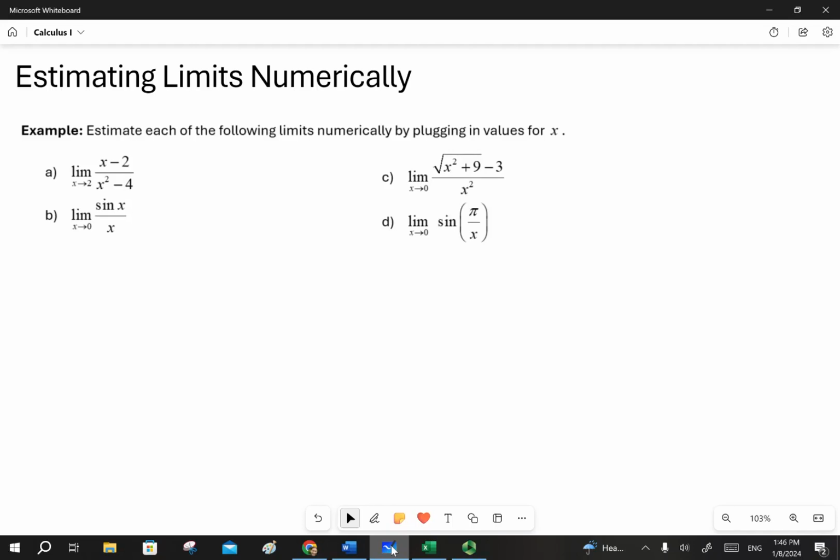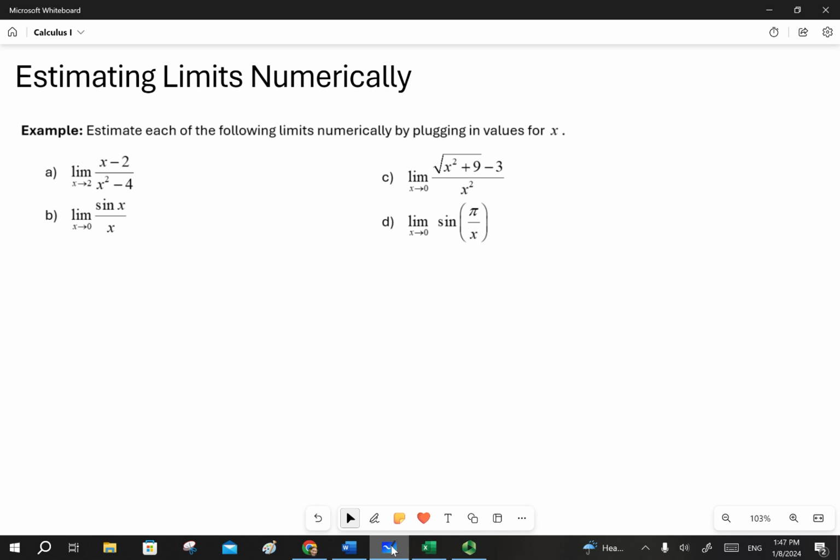If a graph of a function isn't available, we can also estimate limits of functions numerically by plugging in values. This is essentially what we were doing when we estimated instantaneous rates of change by calculating average rates of change. We plugged in values of h to calculate the average rate of change and then saw what happened to the average rate of change as h got closer and closer to 0.